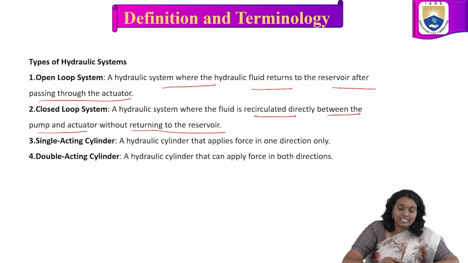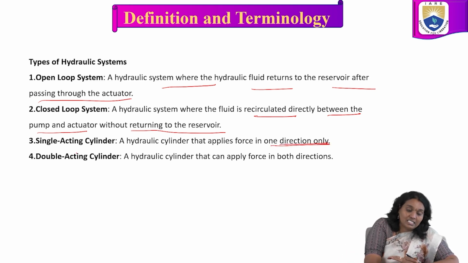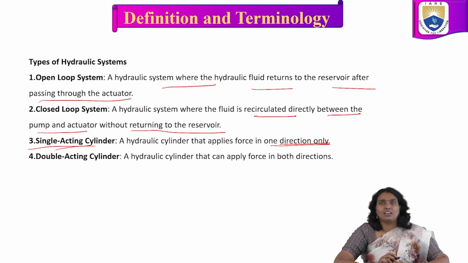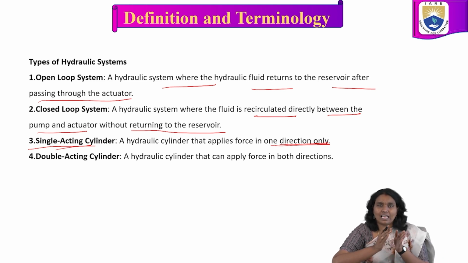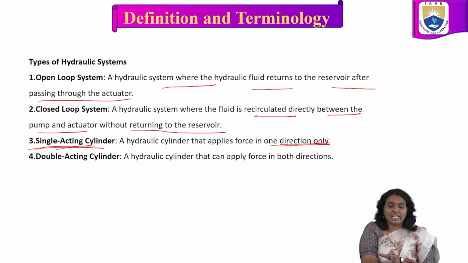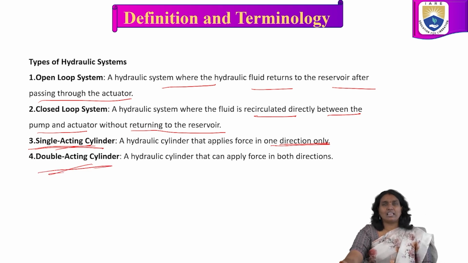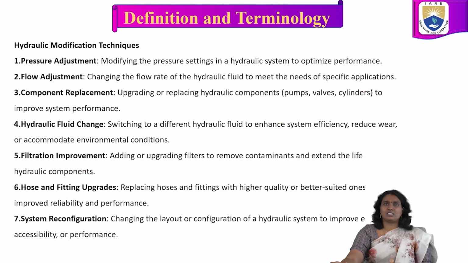A single acting cylinder is a cylinder that applies force in one direction only. A cylinder that can apply force in both directions is a double acting cylinder. These are the systems we regularly observe in our hydraulic systems.